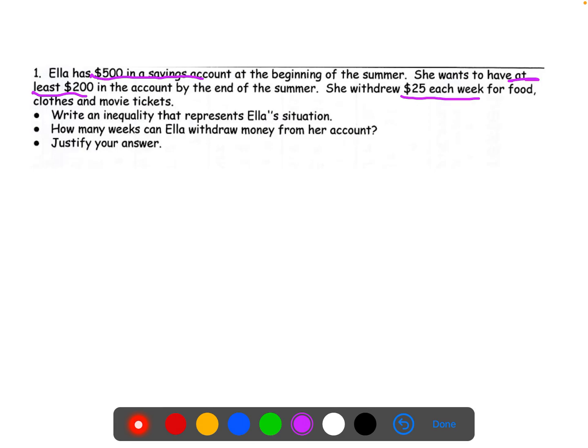So the thing that's unknown and what we're going to answer in the second part is how many weeks can Ella withdraw money from her account? That's our missing information. That's our variable. And let's use W to represent weeks. So each week, that unknown number of weeks, she takes $25 out. So that could be 4 weeks or 10 weeks. But whatever that number is, we're going to multiply it by 25 because that represents the amount she's collectively taking out in the summer, depending on how many weeks that is.